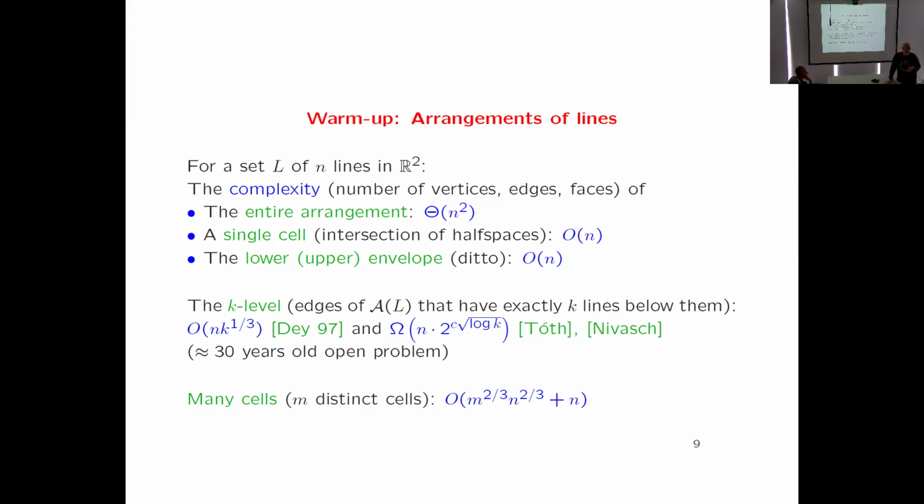Micha, what do you think is the truth? I find it hard to believe that n k to the 1/3 is the correct bound. I'm sure that it should go down to linear, but having said that, I have no further idea.